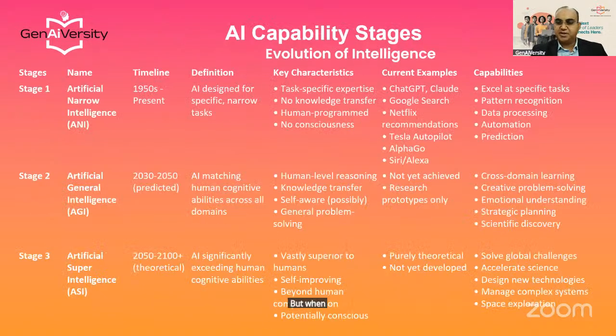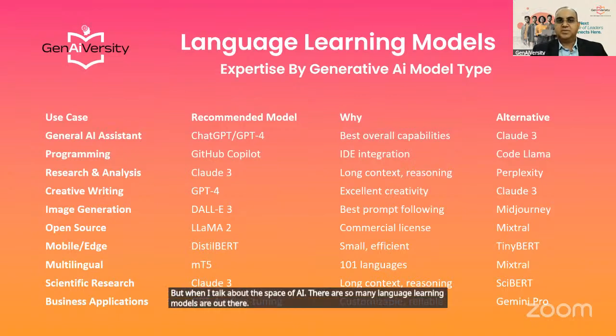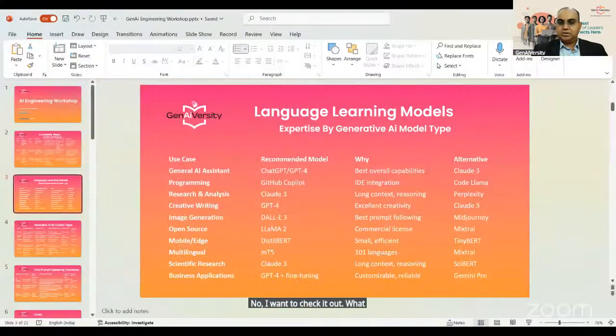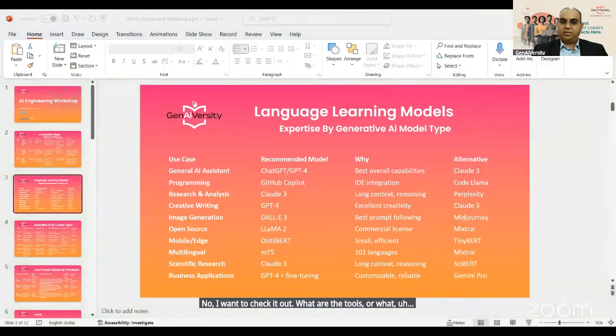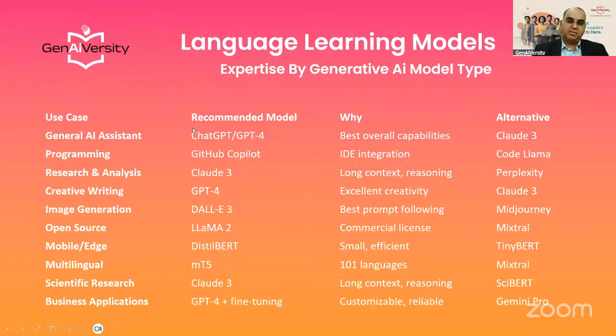But when I talk about the stages of AI, there are so many language learning models out there. You must be hearing about them. ChatGPT must be the most prominent. Now I want to check what tools you are aware of, or must be hearing about. What you are seeing now is a list of models, language learning models.